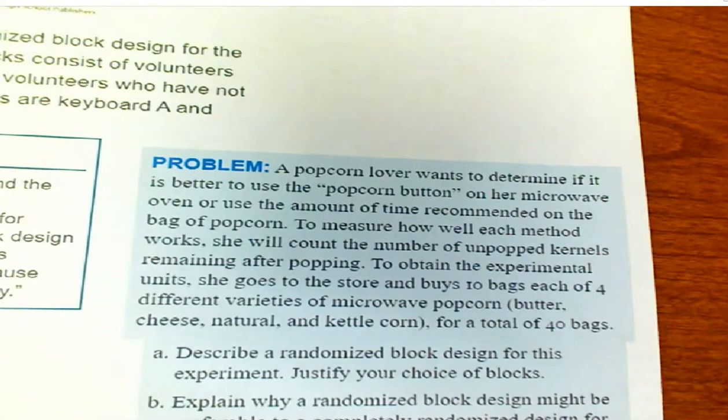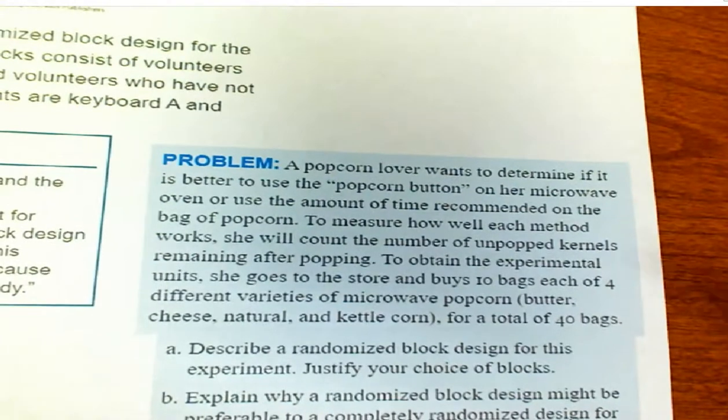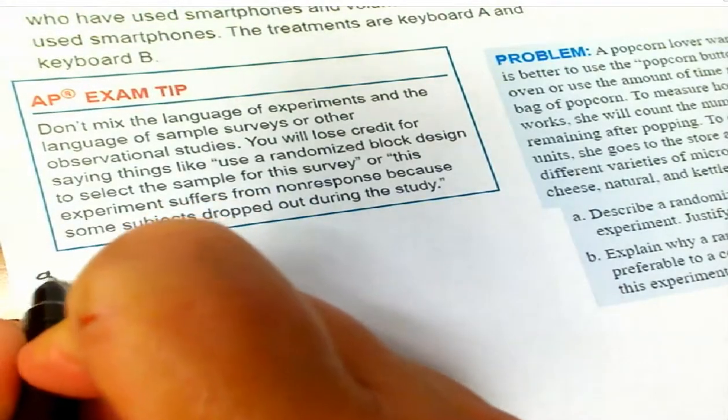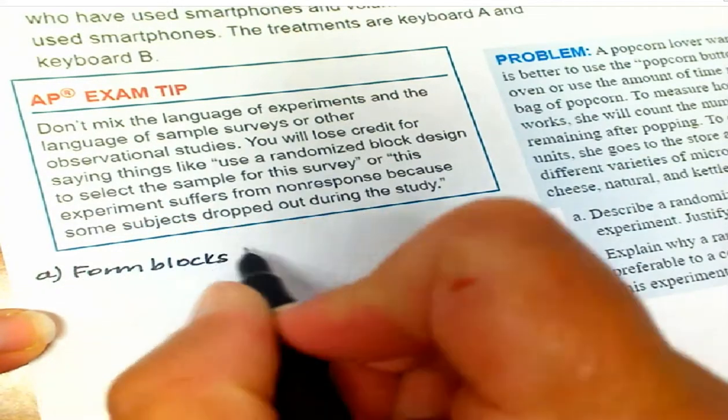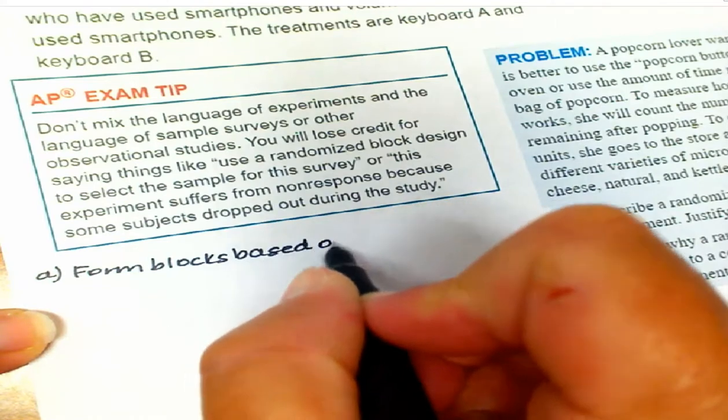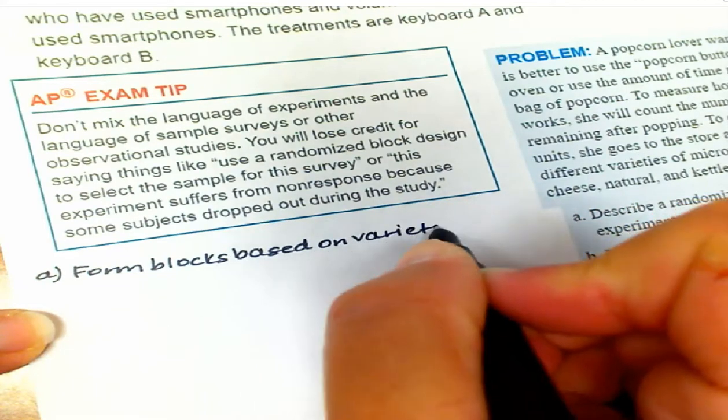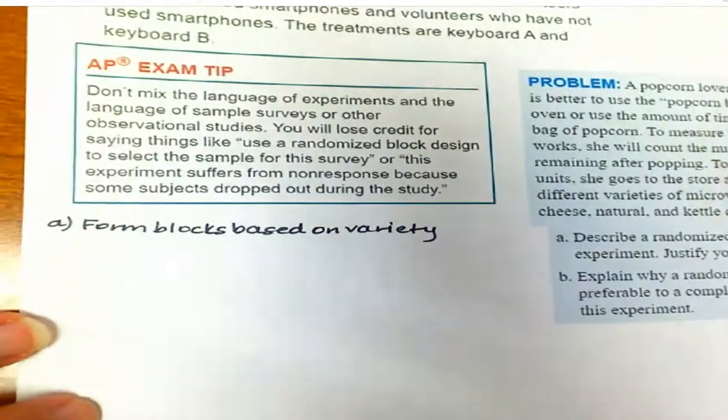And then explain why a randomized block design might be preferable to a completely randomized design for this experiment. Okay, so you want to form your blocks based on variety. Let's see, how many did she buy? 40 bags. Okay, form blocks based on variety is what we're going to do. So that's how we're going to block.